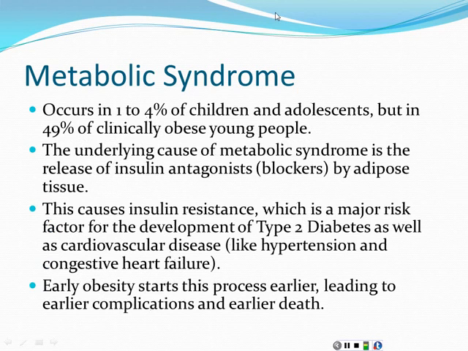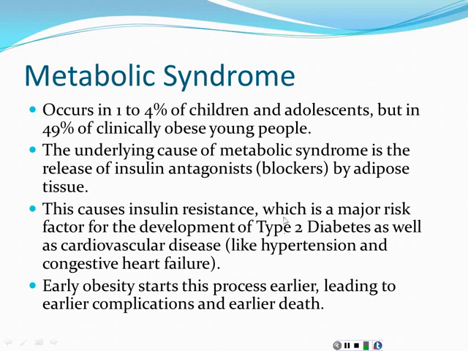In young people, 1 to 4% of children and adolescents have this syndrome, the whole group there, but 49% in clinically obese young people. So that's huge. That's half of the clinically obese adolescents are going to have this metabolic syndrome. The underlying cause is really not completely described, but one of the effects is adipose tissue releases insulin antagonists. An antagonist is a blocker, so it's an insulin blocker. This causes insulin resistance, which then leads to high blood sugar because the glucose can't get into the cells.